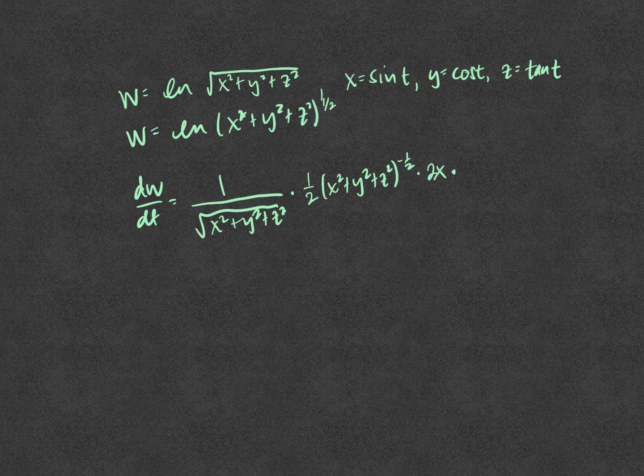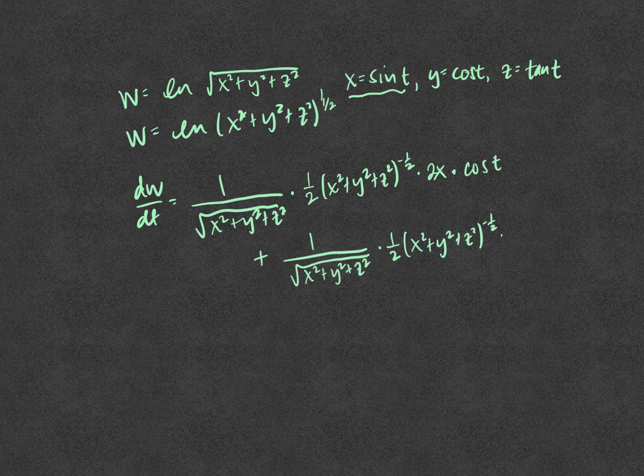And now for the chain rule, you have to take the derivative of x with respect to t. So the derivative of sine of something is cosine of that. Plus the derivative of natural log of something with respect to y is 1 over the something. And the derivative of the parentheses to the 1/2 is 1/2 parentheses to the minus 1/2. And the derivative with respect to y is 2y. And the derivative of y with respect to t, the derivative of cosine, is negative sine of t.